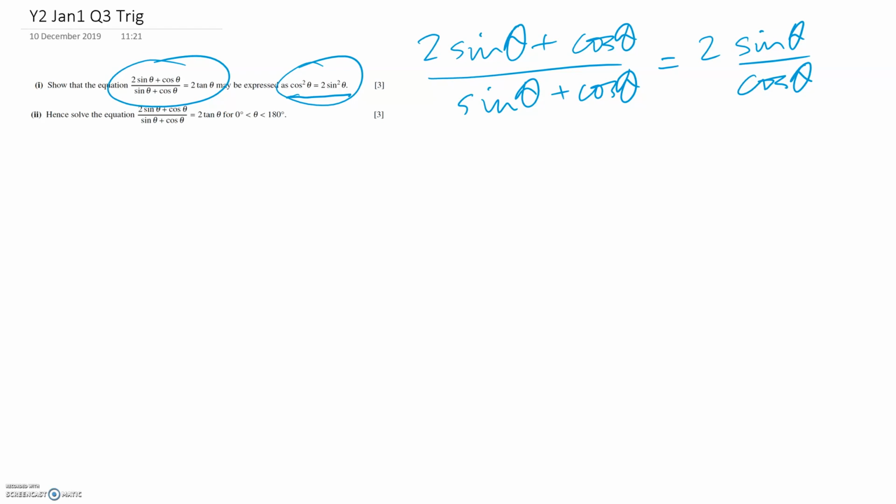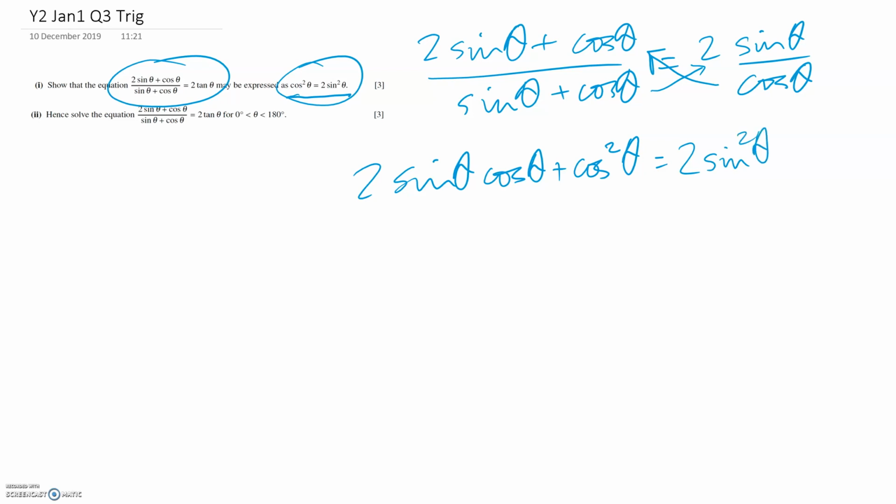So now if we multiply both sides by cos, so times cos up there, and multiply this whole denominator up here, that will give us 2 sine theta cos theta plus cos squared theta. That's going to equal 2 sine squared theta plus 2 sine theta cos theta. Cancel, and that will give us our final answer, cos squared theta equals 2 sine squared theta.